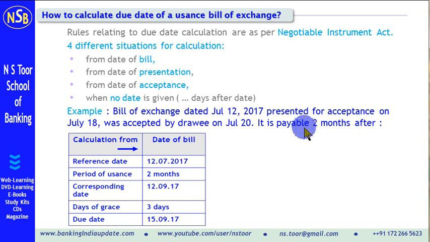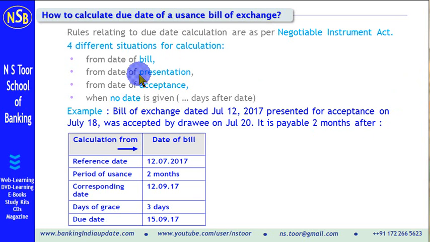It is payable 2 months after. So we add 2 months to this date. So it becomes 12th September. Before payment of usance bill of exchange, 3 days of grace are available. So we add 3 days of grace. And this is the due date. 15th September is the due date of this bill when it is payable 2 months after date of bill. So it was the first situation.